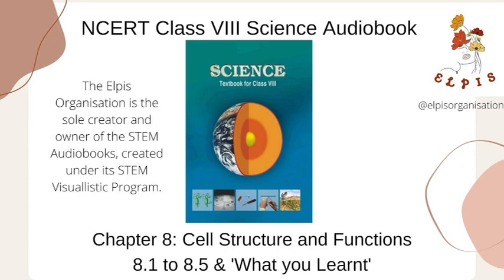A hen's egg can be seen easily. Is it a cell or a group of cells? The egg of a hen represents a single cell and is big enough to be seen by the unaided eye.